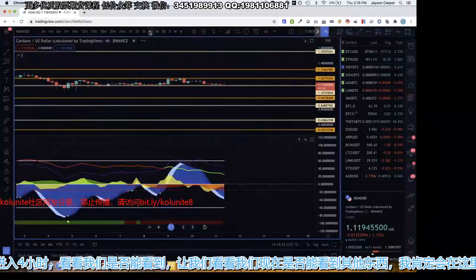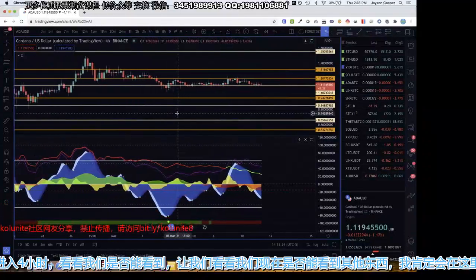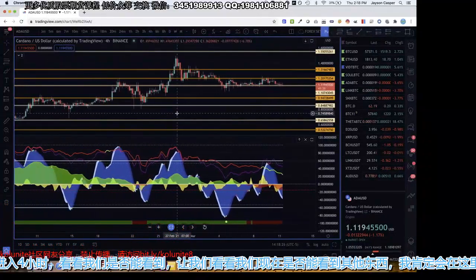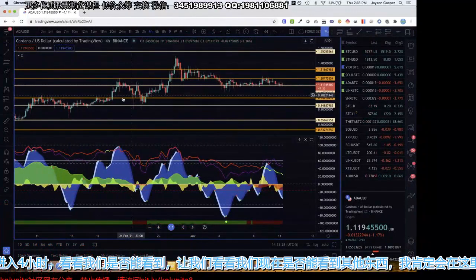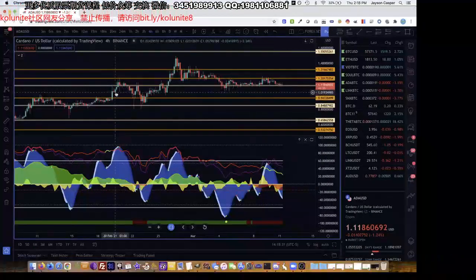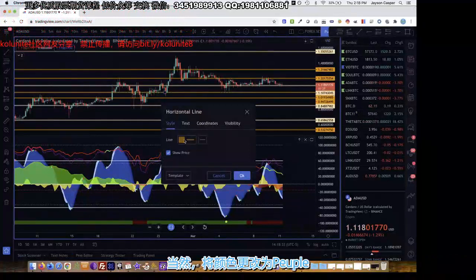Let's go down to the 4 hour and see if we can see anything else. Now, definitely, I would put one right here for sure. Change the color to purple.